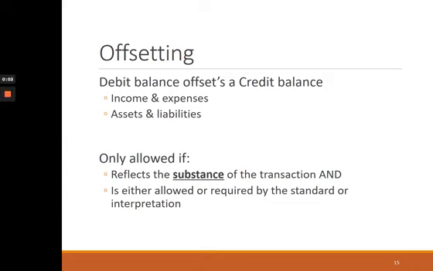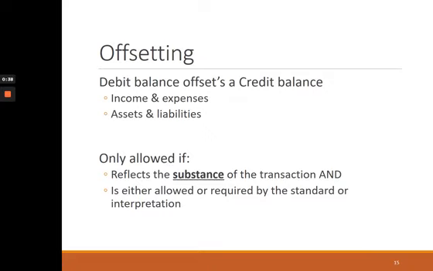In this session, we continue with our discussion on IAS 1, Presentation of Financial Statements. The next feature we're going to deal with is offsetting. What does offsetting mean? It means subtracting an expense from an income or subtracting a liability from an asset and just presenting the net amount. So a debit balance offsets a credit balance. This can either be income against expenses or assets against liabilities.